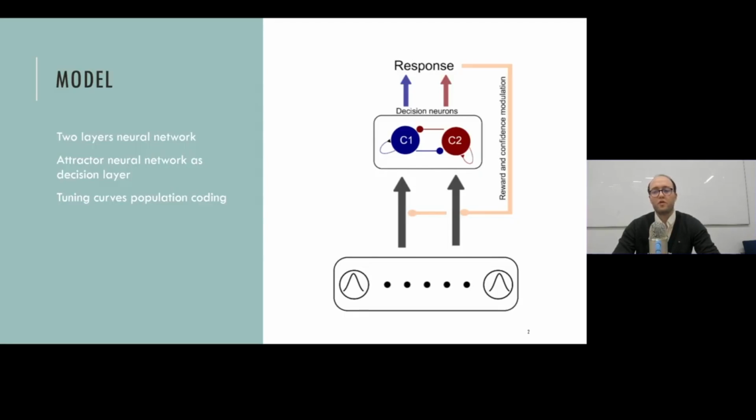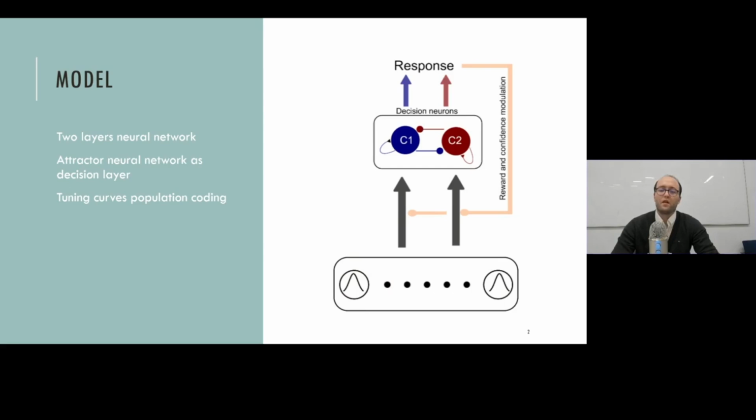The goal of this project was to study the learning of a categorization task by a neural network. The neural network is composed of two layers. The first one, the bottom one, is an encoding layer composed of tuning curve neurons. This layer receives a stimulus, encodes it, and sends the information to a decision layer. This decision layer is composed of a winner-take-all attractor network, where after competition, it will give a category membership for the stimulus that has been presented.